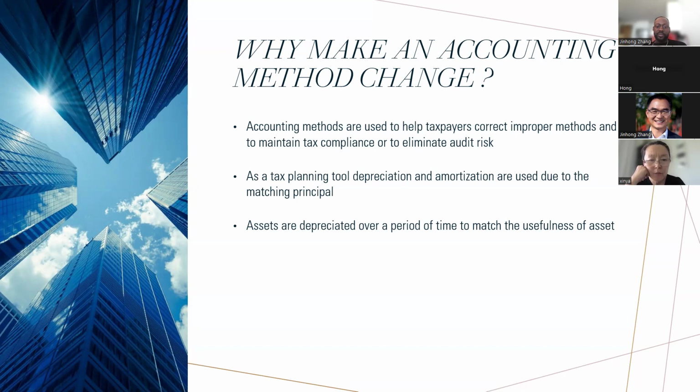As a tax planning tool, depreciation and amortization are used due to the matching principle, which matches up an asset with its useful life. So assets are depreciated over a period of time to match the usefulness of the asset. Even if you pay for the asset in one year, you're going to use it over a period of years. So you would want to match the usefulness of the asset over the period of years that you're going to use it, even though you paid for it in one specific year.